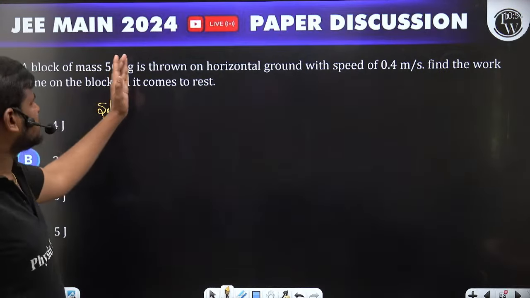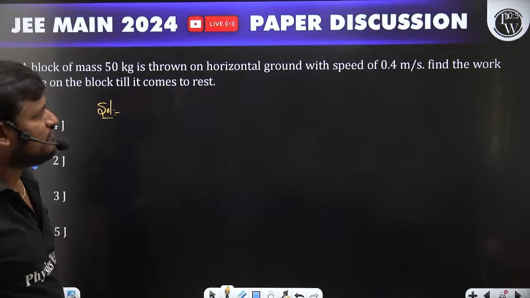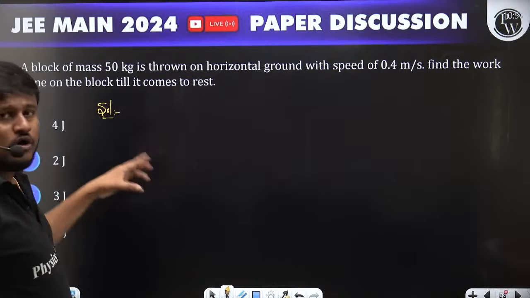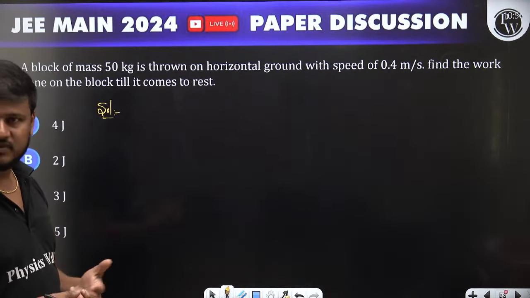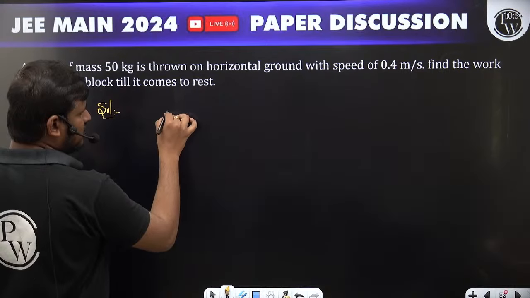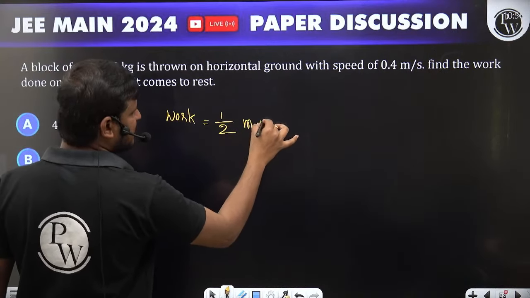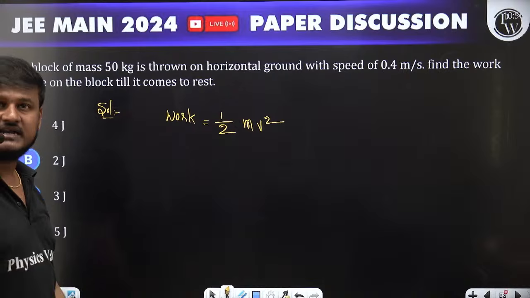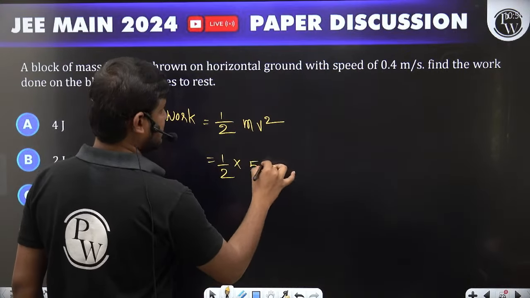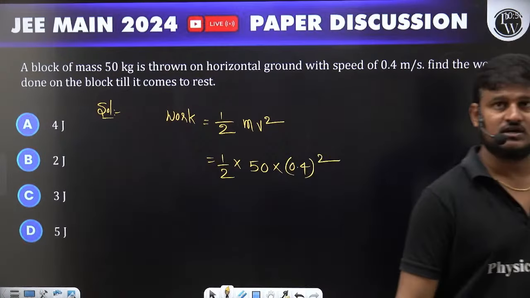A block of mass 50 kg is thrown on horizontal ground with a speed of 0.4 meter per second. Find the work done on the block until it comes to rest. The work done is equal to the energy, equal to the heat released. Here the work done will be equal to the kinetic energy of the moving body. Substitute the values: half into mass 50 kg, velocity 0.4 whole square. Just do the calculation.